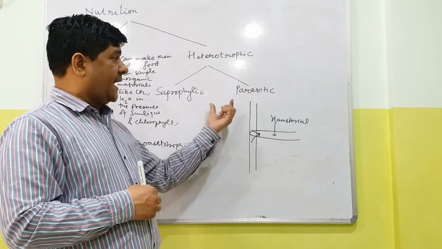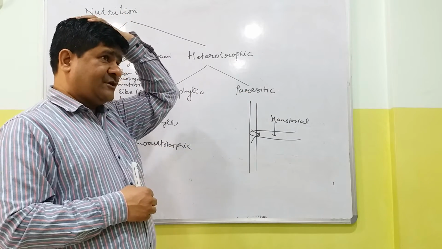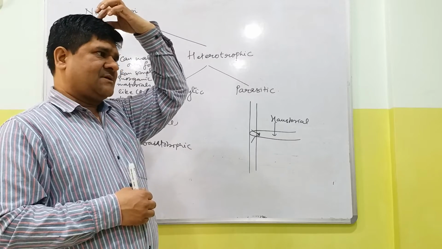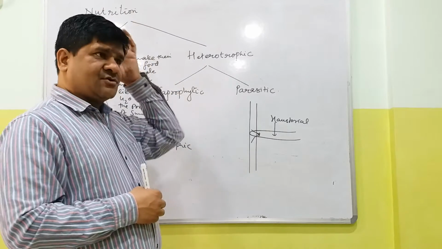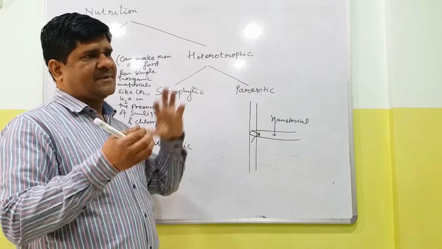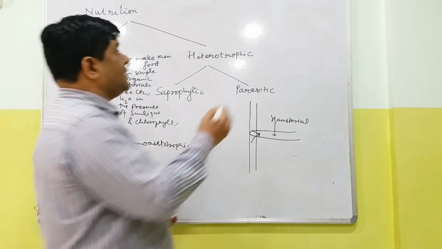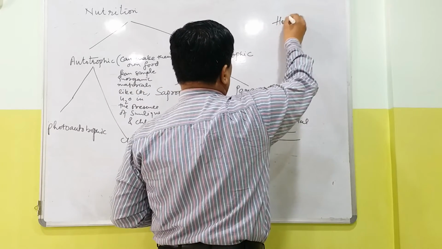Exoparasites are present outside our body, for example, lice in our hair that also suck our blood. Endoparasites are present inside our body. In human beings, there is another type of nutrition which is called holozoic nutrition.